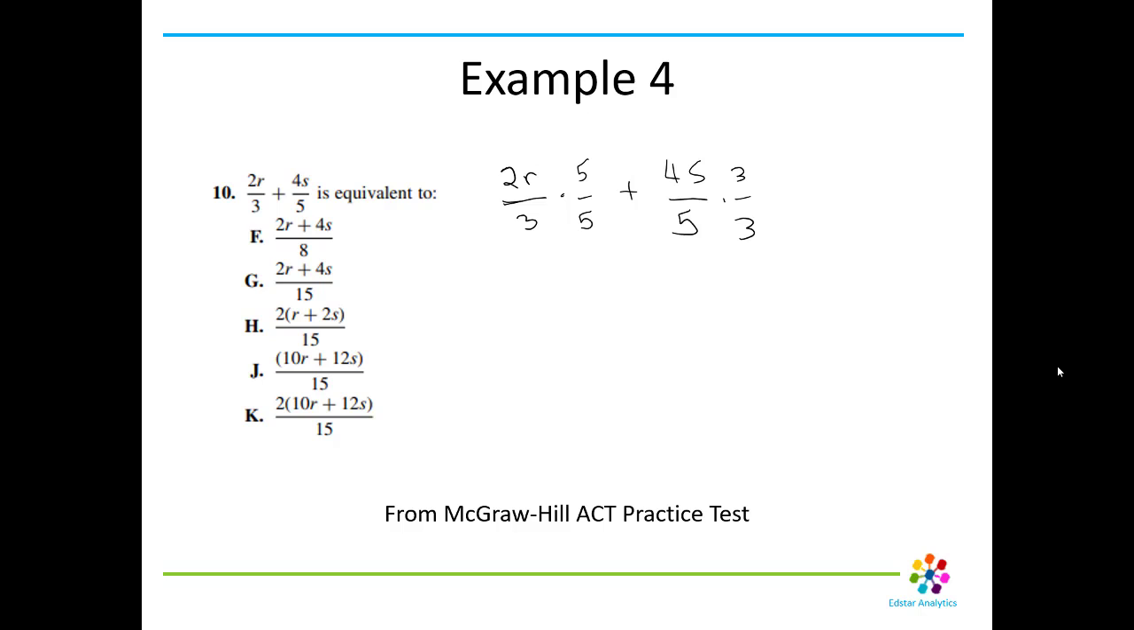And any number over itself is 1. So that's essentially what you're doing when you get common denominators. If we multiply the 2r over 3 by 5 over 5, we'll have a 15 in the denominator, and the other fraction, we multiply it by 3 over 3, and then we'll have 15 in its denominator.